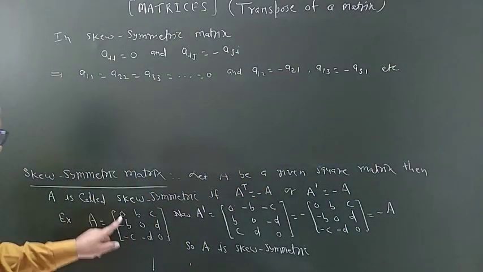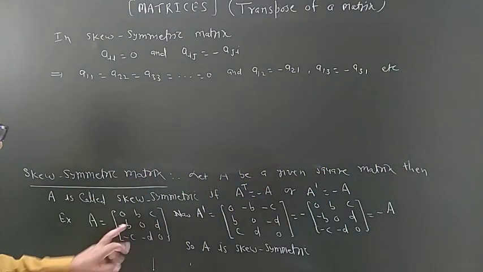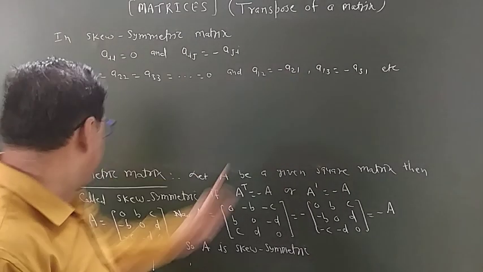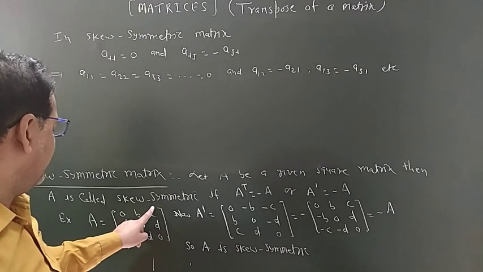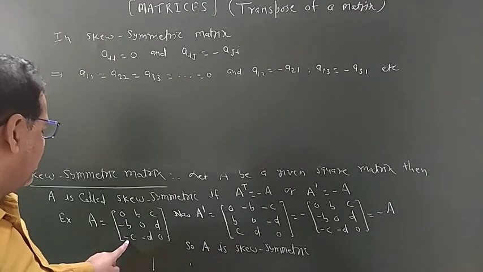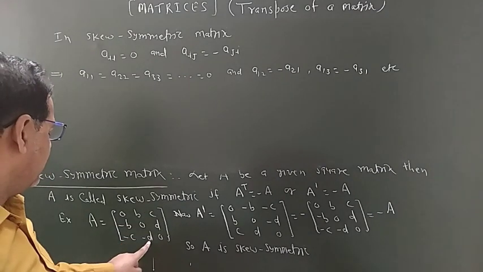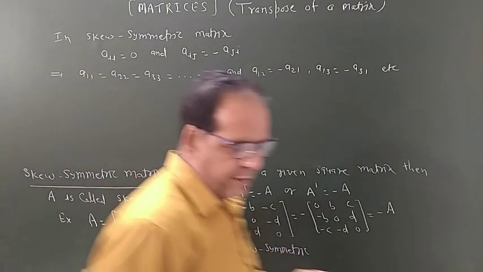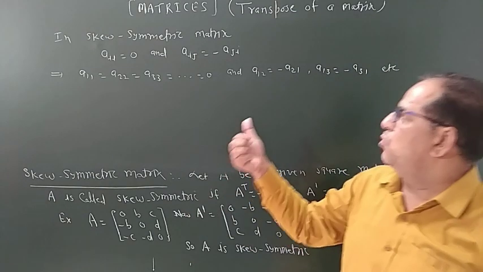So here we observe all the diagonal elements are 0. This is A12, so this becomes minus A21. This is A13, so this becomes minus A31. This is A23, this is minus A32. So this is the way to memorize the example of a skew symmetric matrix.